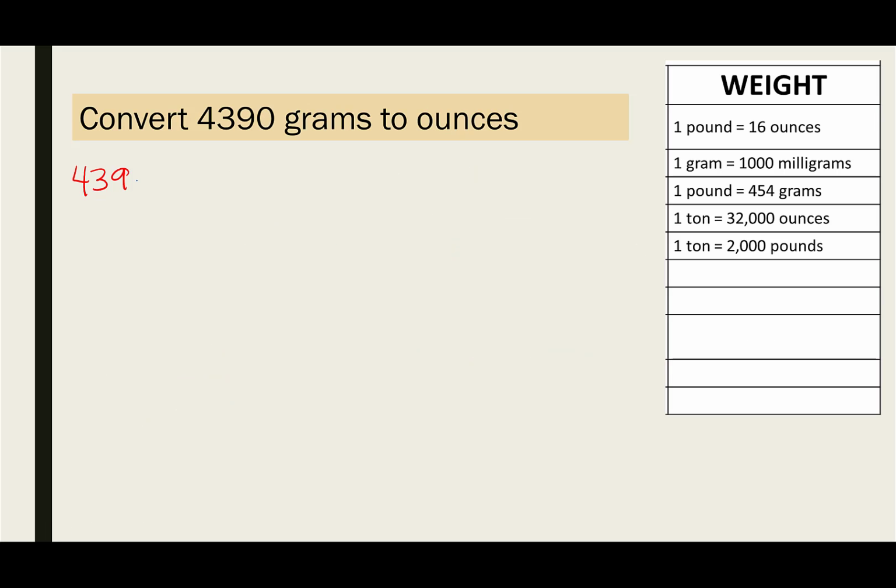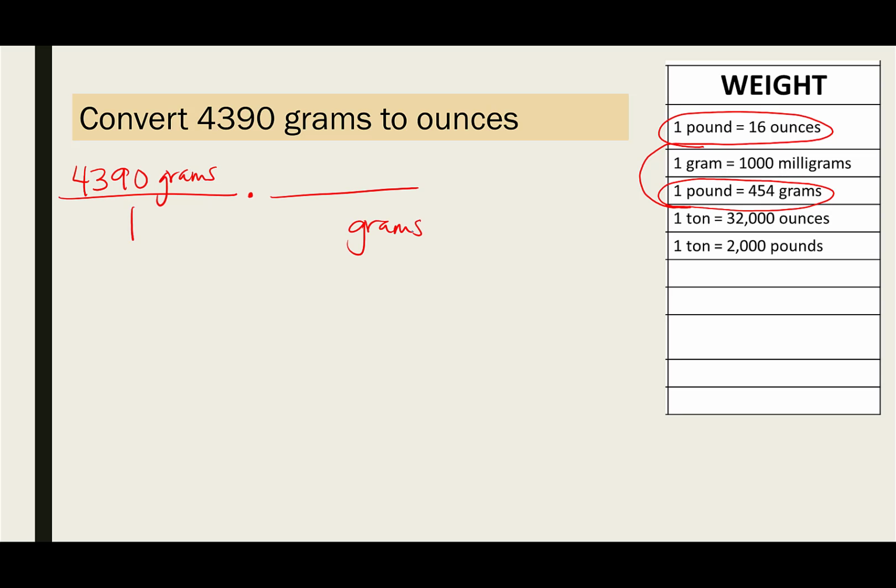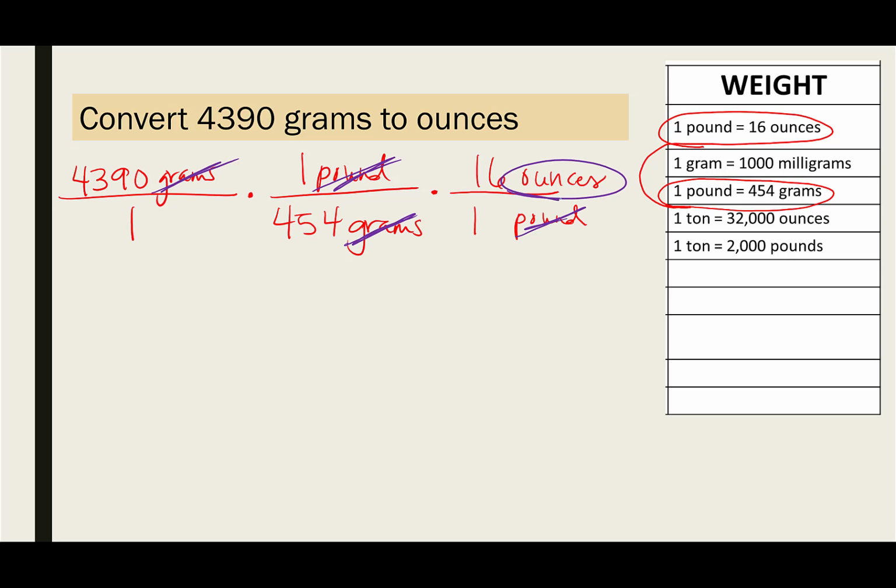Okay, we're given 4,390 grams. And we're going to convert grams to ounces. So if I go over here to my chart, I can connect grams to pounds, and then I can connect pounds with ounces. So let's do that route. I want to put grams in the denominator because that's what I want to cancel. And so according to this chart, 454 grams equals 1 pound. Now I want to cancel out the pound, and I know that 1 pound is 16 ounces. Okay, to check just the units, the grams cancel, the pounds cancel, leaving us in ounces, so we're good there.